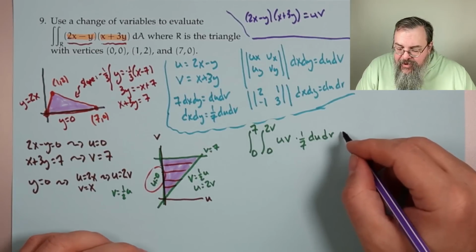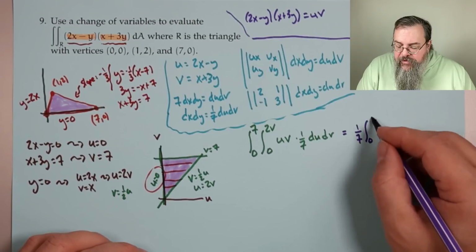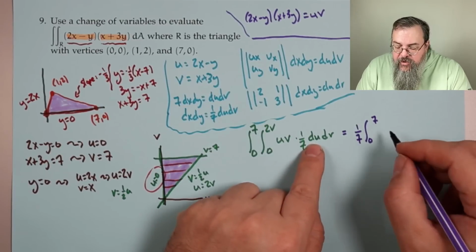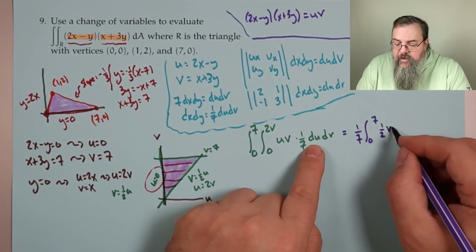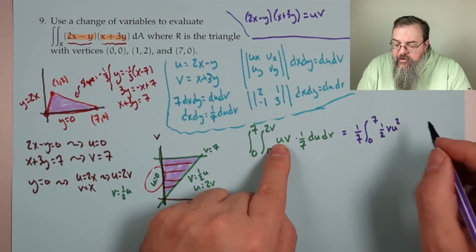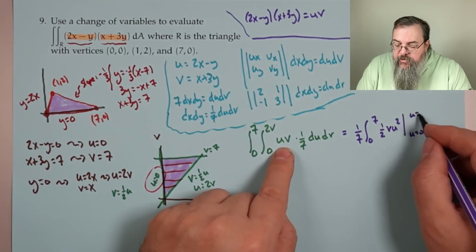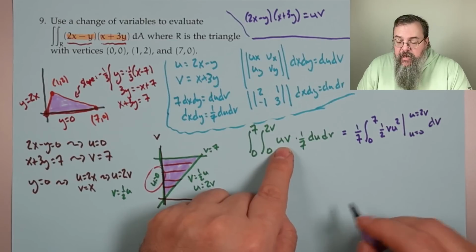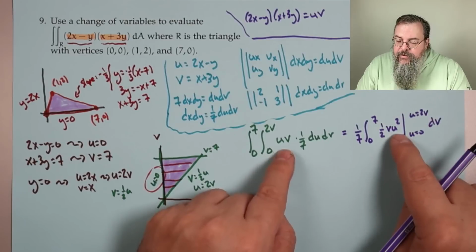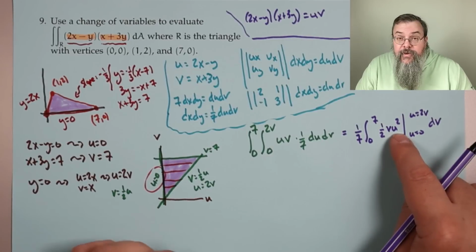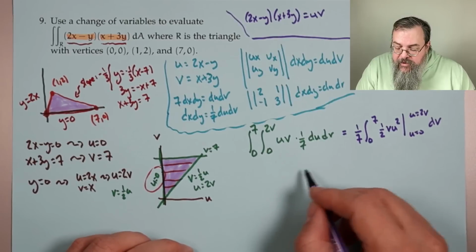And all right, so let's just start working our way through. We have the 1/7. We can go ahead and pull that out. Integral 0 to 7. We're integrating with respect to u, so v at this stage is a constant. So we have 1/2 v u squared because we're integrating with respect to u, evaluated from u equals 0 to u equals 2v, dv. When you plug in 0, you get 0. When you plug in 2v, well, 2v quantity squared is 4v squared. And 4 times a half gives us a 2. So that we can pull the 2 out.